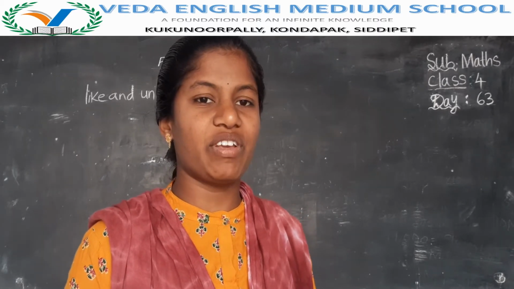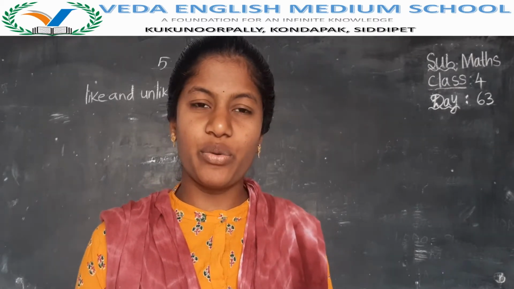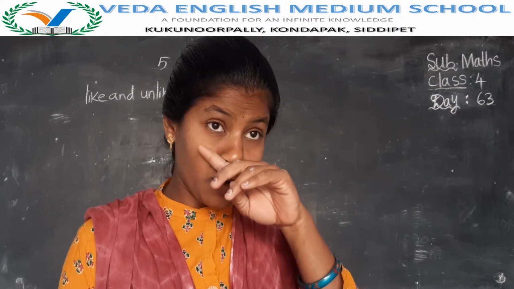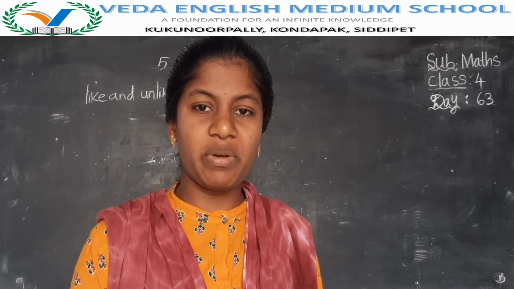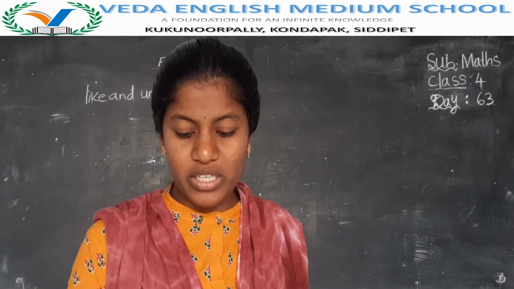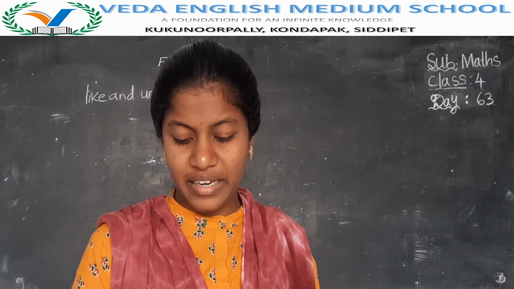In our previous class we have learned what is decimal and how to read the decimal number, how to write the expanded form, and how to convert a fractional number into a decimal number and a decimal into a fractional number. Today we are going to learn what is meant by like decimals and unlike decimals.